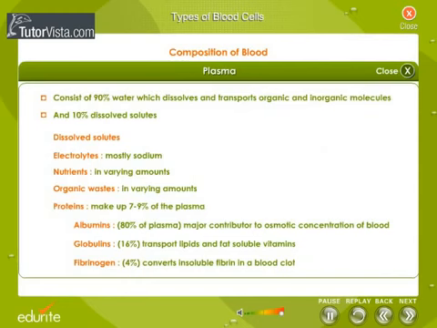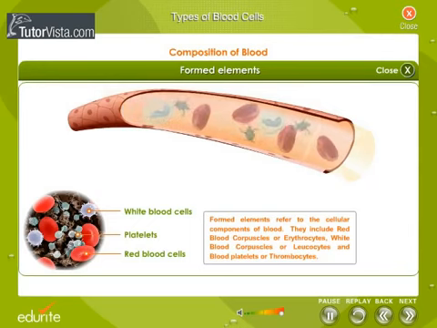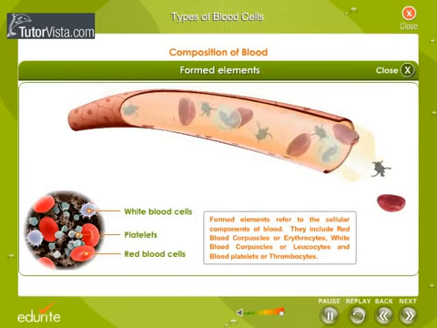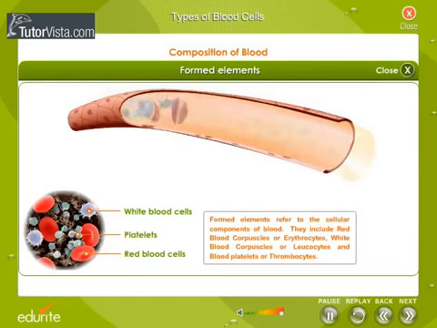About 55% of blood is plasma and about 90% of plasma is water. Plasma also contains vitamins, minerals, nutrients, proteins, and waste products. In the bloodstream, plasma acts as the mode of transportation for blood cells. Formed elements refer to the cellular components of blood. They include red blood corpuscles or erythrocytes, white blood corpuscles or leukocytes, and blood platelets or thrombocytes.